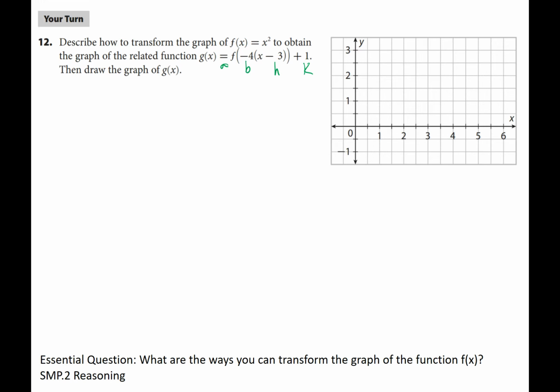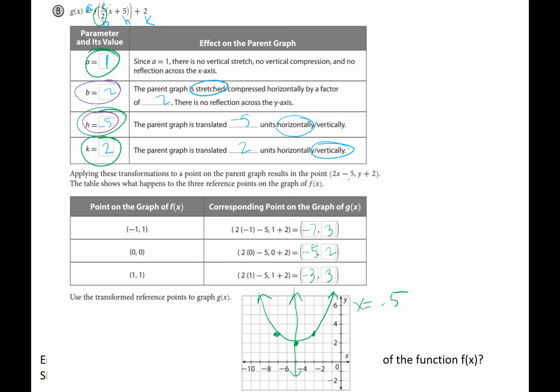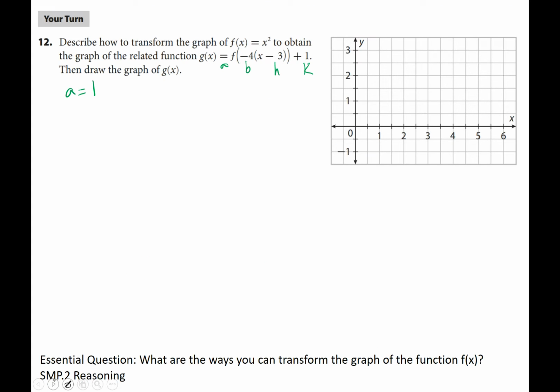So the a value is equal to 1, so that means that there is no vertical stretch or compression. The b value is interesting this time. In the one back here, the b value is really coming from that denominator, so it was a fraction 1/2. You notice in this one, it's an integer -4. So it actually means that the b value flips to the reciprocal. It's a 1/4. So b equals 1/4.